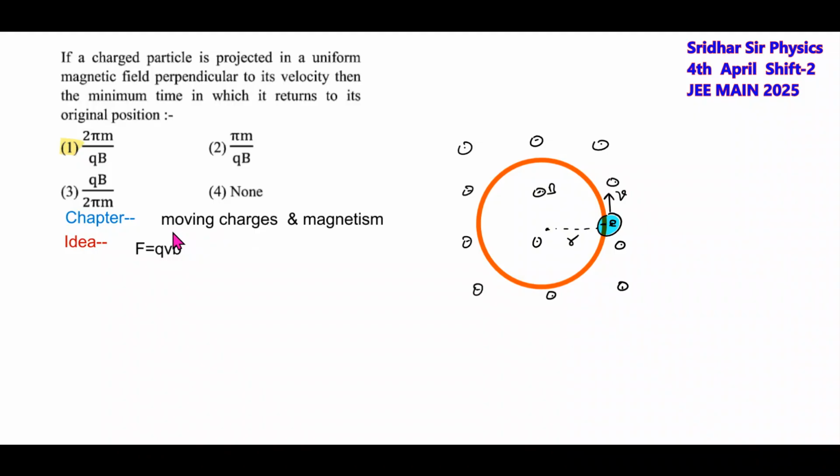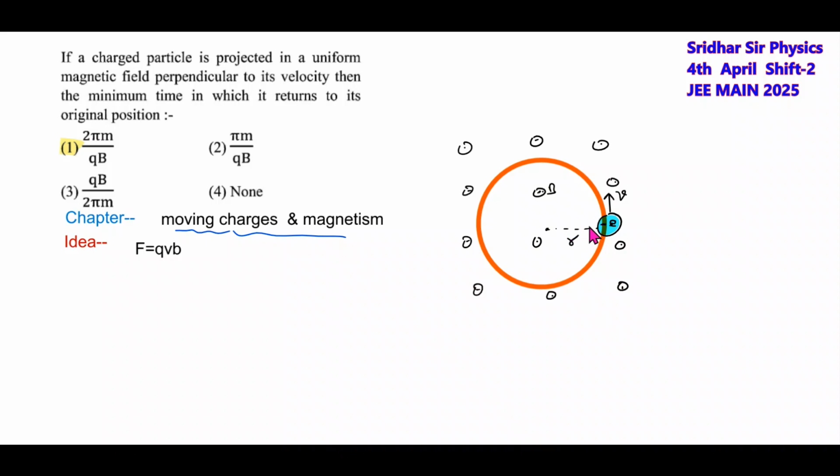This question is based on moving charges and magnetism, and F equals qvB, the magnetic force acting on a moving charge in a magnetic field. If a charged particle is projected in a uniform magnetic field perpendicular to the velocity, find the minimum time in which it returns to its original position. So here there is an electron.